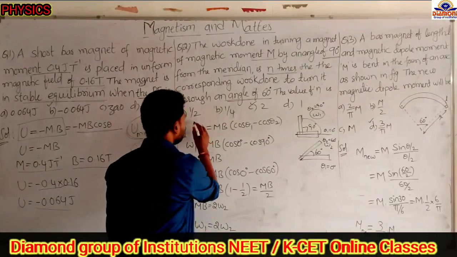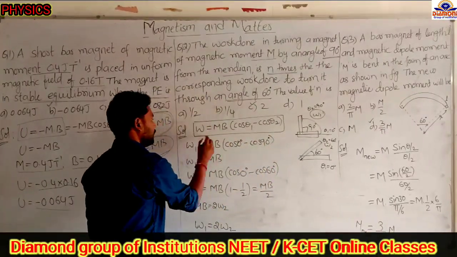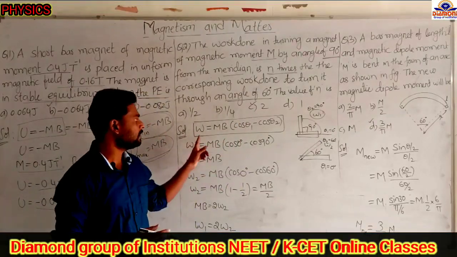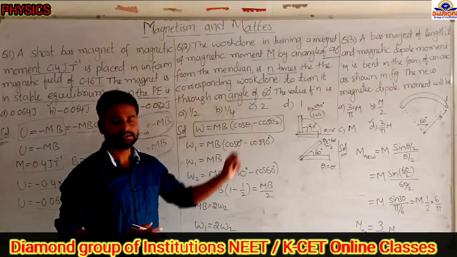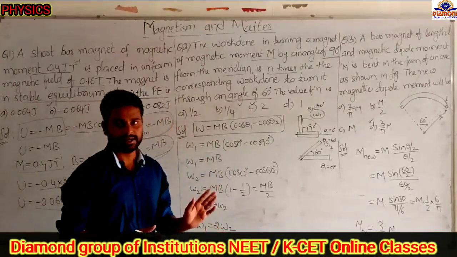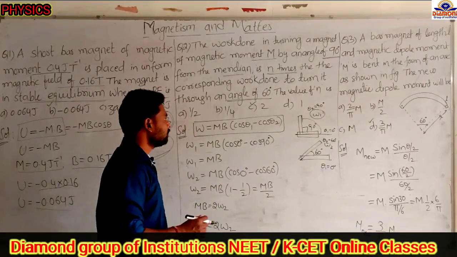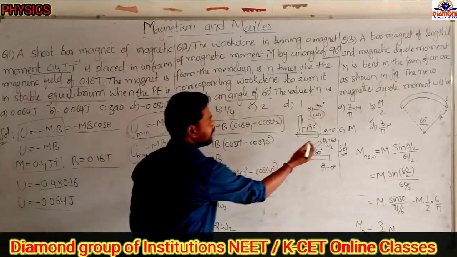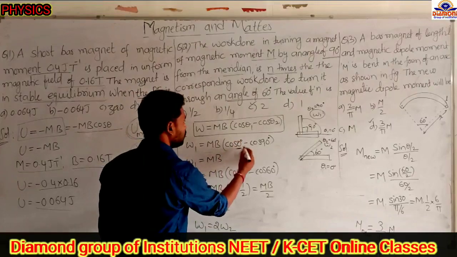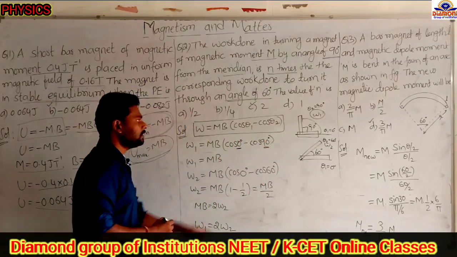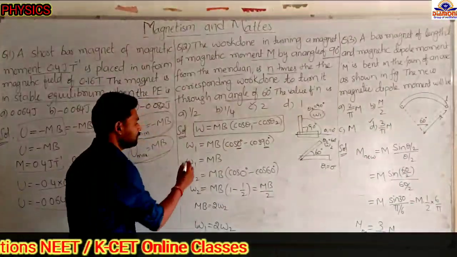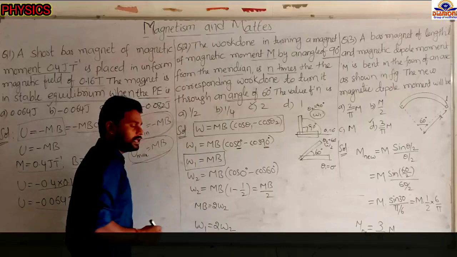Already we know the formula of work done. The work done formula is m into b into cos theta 1 minus cos theta 2, where theta 1 is the initial angle and theta 2 is the final angle. In the first case, theta 1 is 0 and theta 2 is 90 degrees. Cos 0 value is 1, cos 90 value is 0, so 1 minus 0 is 1. Then the work done in the first case, W1, equals mb.